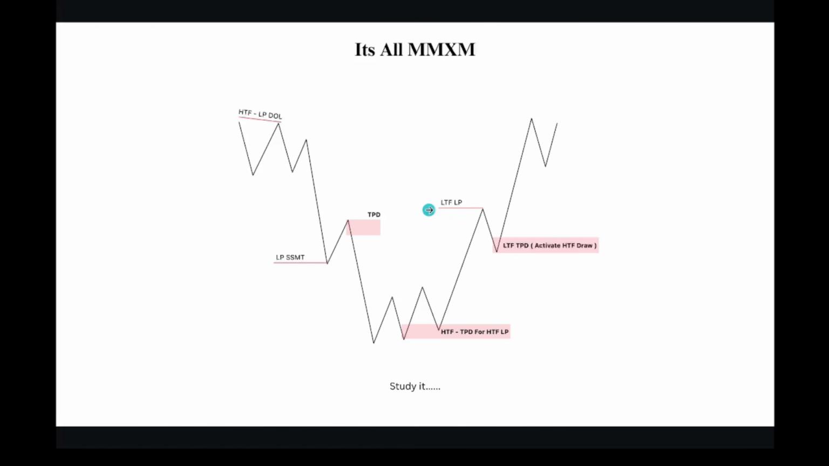Now, price will give you a signature to show you that price is going to continue towards this higher time frame draw with a lower time frame LP sequential SMT, followed by a lower time frame TPD, which activates your higher time frame draw. And this would be a very high probability setup, which would fail 10% of the time. So you would have a 90% accuracy if you do this correctly.